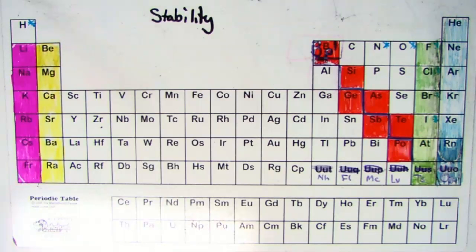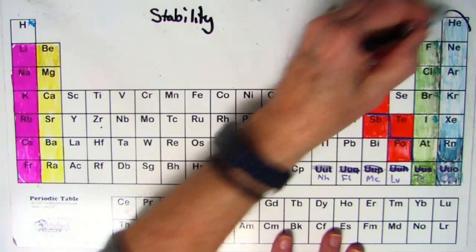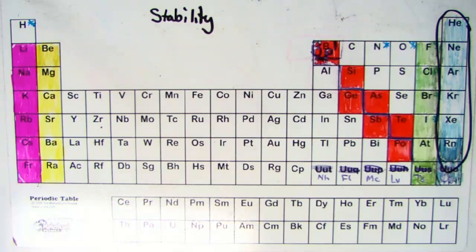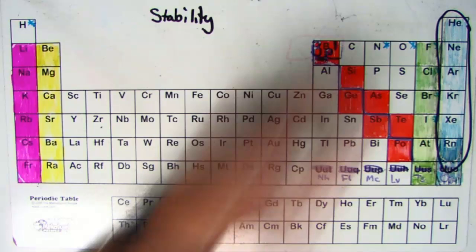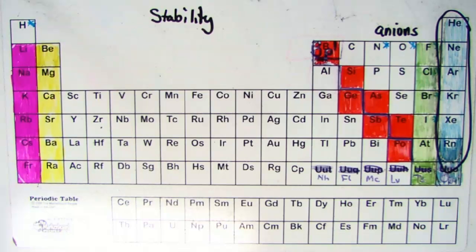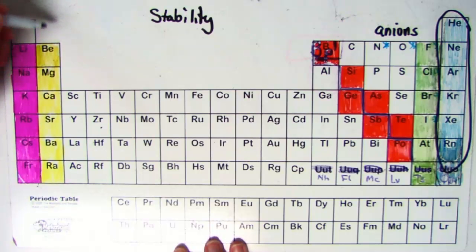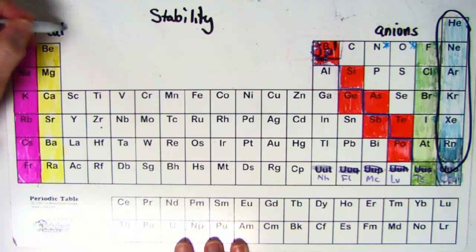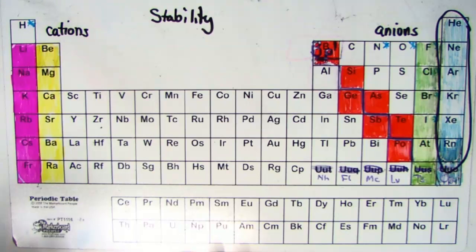Okay? Remember, all elements want to be like the noble gases. They want to at least have an electron configuration like the noble gases. So the idea is ions form when atoms become charged. Some elements gain electrons, and we call those anions. And anions usually form on the right side of the periodic table. Atoms that lose electrons are called cations, and they normally form on the left side.